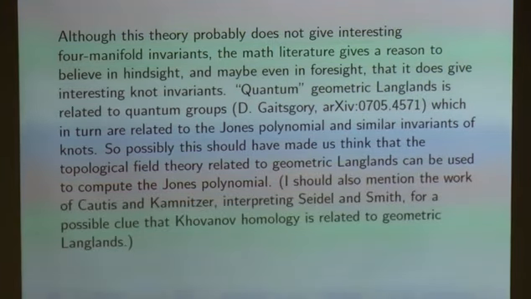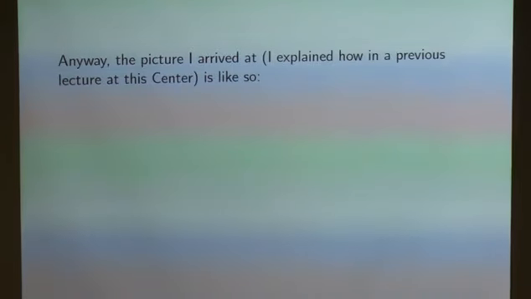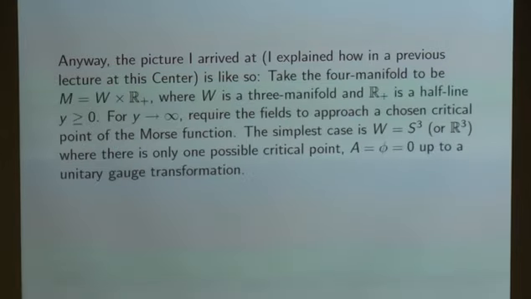Now, having gotten this far, I should also mention the work of Cautis and Kamnitzer, and of Seidel and Smith, whose work gave a possible clue that Khovanov homology is related to geometric Langlands. I understood the second one a little bit better, so that was more of a clue behind my work than the first one was, but they probably both should be clues. Anyway, as I said before, today I'm only going to say what picture I arrived at, rather than how I arrived at it. And the picture I arrived at for the Jones polynomial was like so.